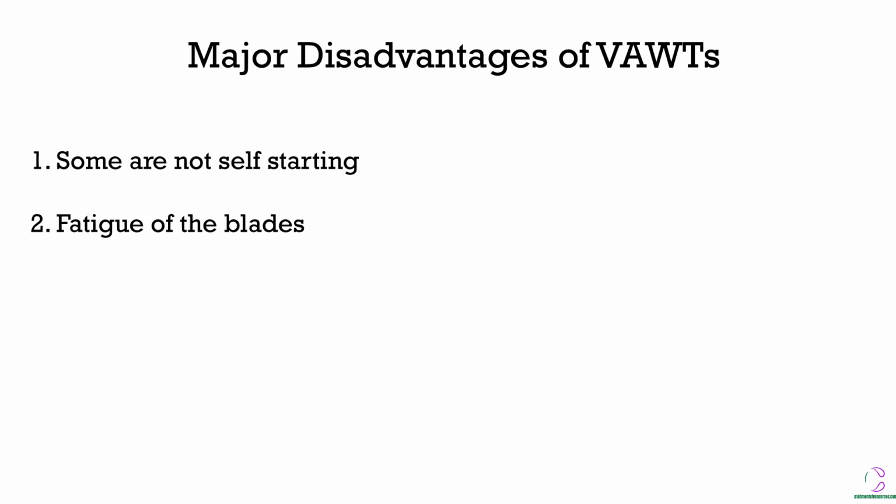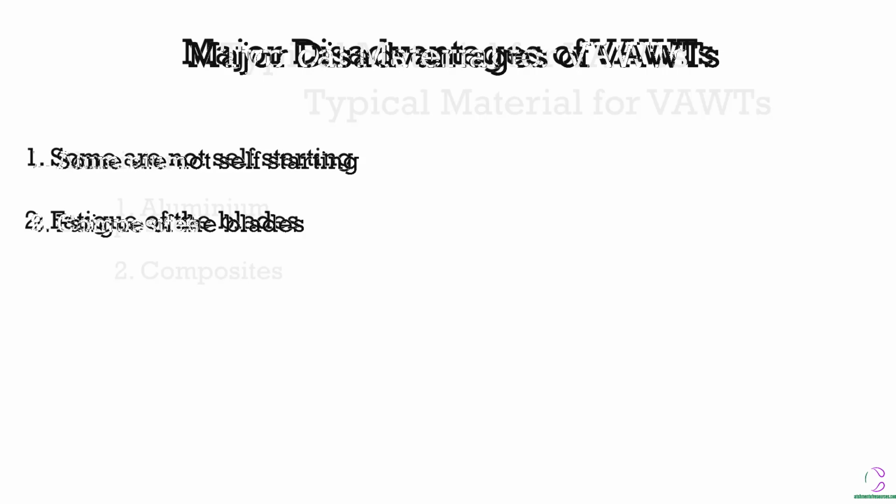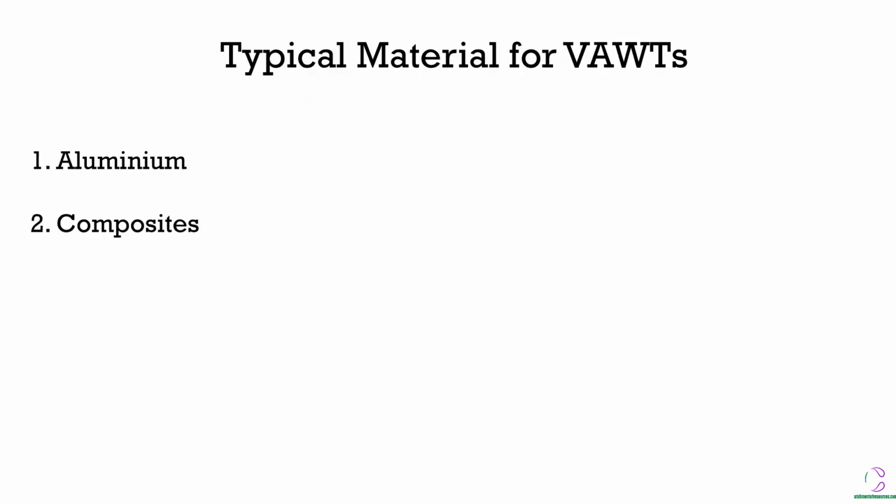So there's fatigue of blades, because in most cases these wind turbine systems will be running even at wind speeds that are not rated. So there could be some form of resonance, which is why there are certain configurations of wind blades for vertical axis wind turbines that are being developed. Aside that, for fatigue of blades, material design could be a way to combat this. So typical materials that are used for VAWTs are aluminium as well as composites.